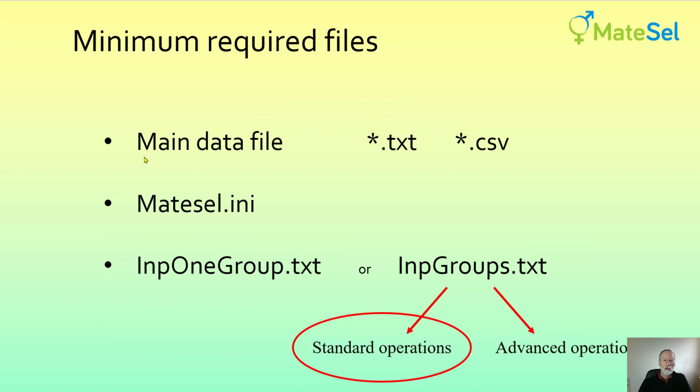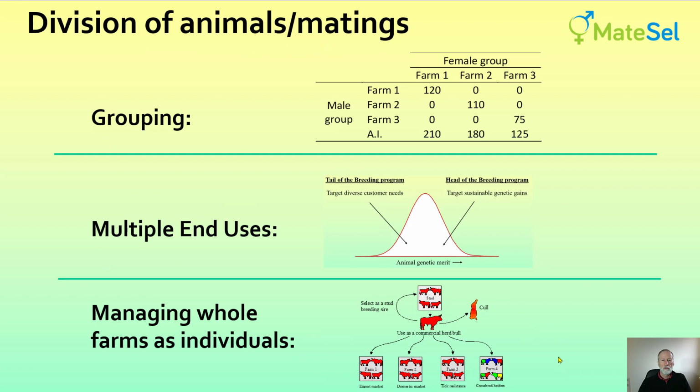We've already talked about preparing your main data file in MateCell.ini and a file required when you're not grouping called InpOneGroup.txt, and it's worth having looked at this one before the current video because I go into some detail on components, which I'll just touch on lightly in this video. So we're going to talk about standard operations today and advanced operations in a later video.